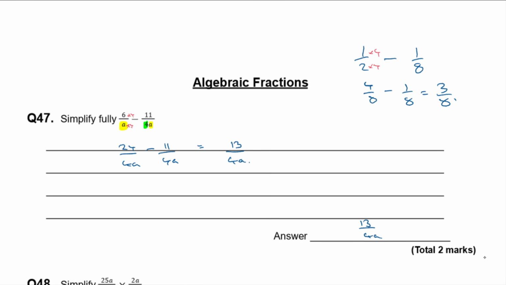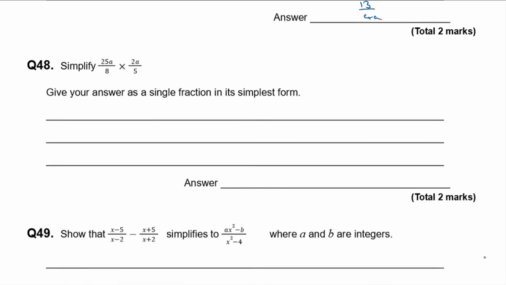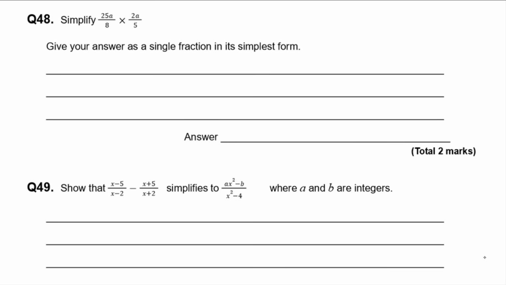So my top tip on algebraic fractions is, if you're not sure what you're doing, think about what you would do if it was numbers, and just do the same thing, then you'll get it right. Okay. Right, question 48, simplify 25a over 8 times 2a over 5. Now again, fraction multiplication, you look to cancel top and bottom, don't you? And then you multiply. That's what I would do. So we're going to do the same thing here.